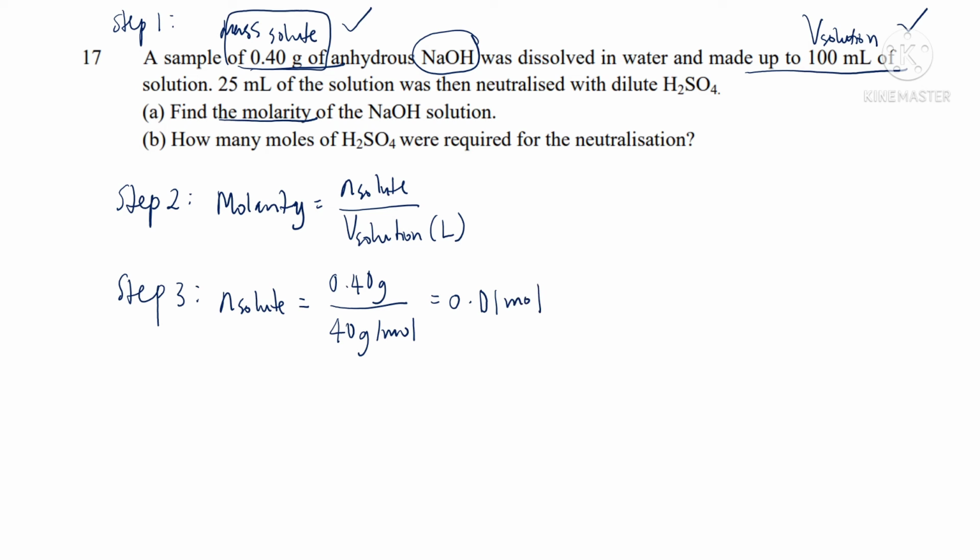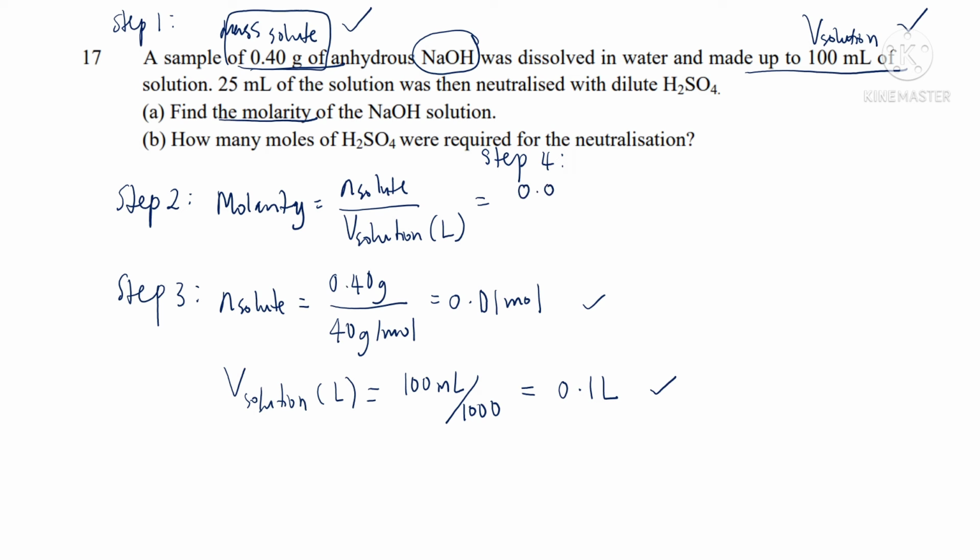0.01 mole. And then for volume of solution in liter, in the question it is given in milliliter, so to convert it to liter, we just need to divide by 1000 to give us the volume of solution as 0.1 liter. Then in step number 4, we just substitute what we have calculated in step number 3 into the formula. Moles of solute 0.01 mole, volume of solution 0.1 liter, to give us molarity of the solution as 0.1 molar.